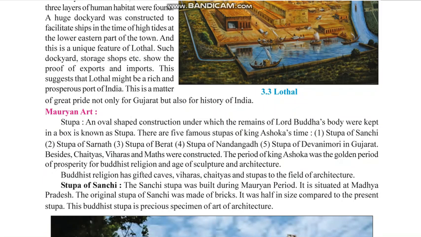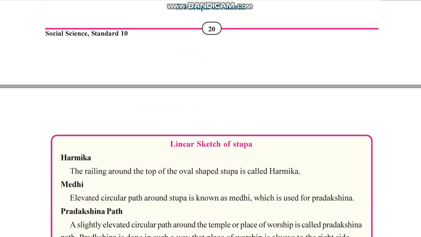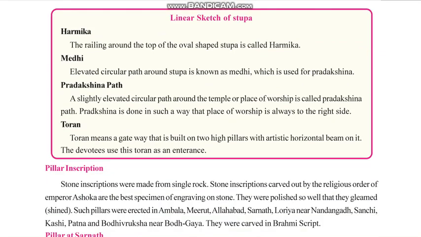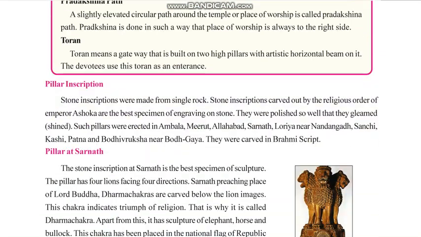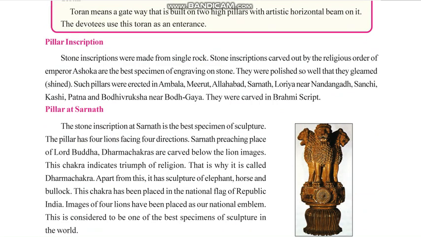We also saw about the Mauryan art in that stupa. We also saw that a stupa was a type of Buddhist temple where the remains of Lord Buddha were kept. Right? We also saw in detail about the stupa of Sanchi and the linear sketch of the stupa. Today we are going to see further and see the topic of pillar inscription.